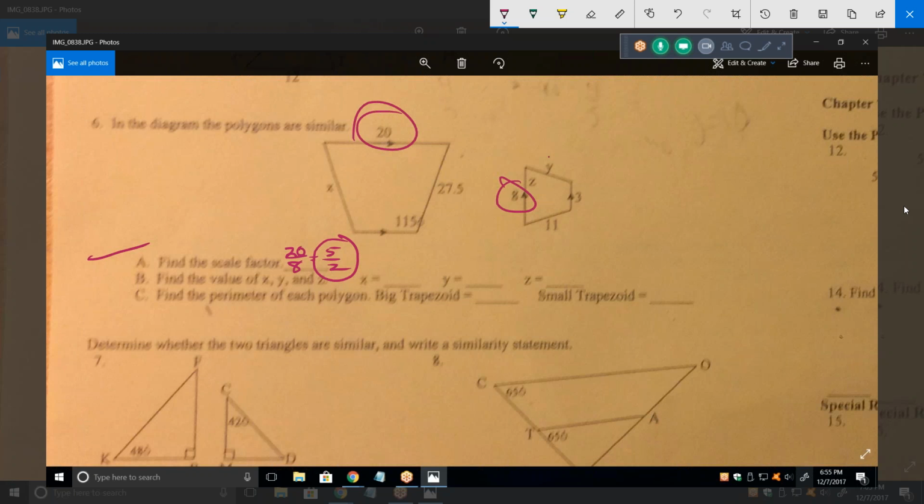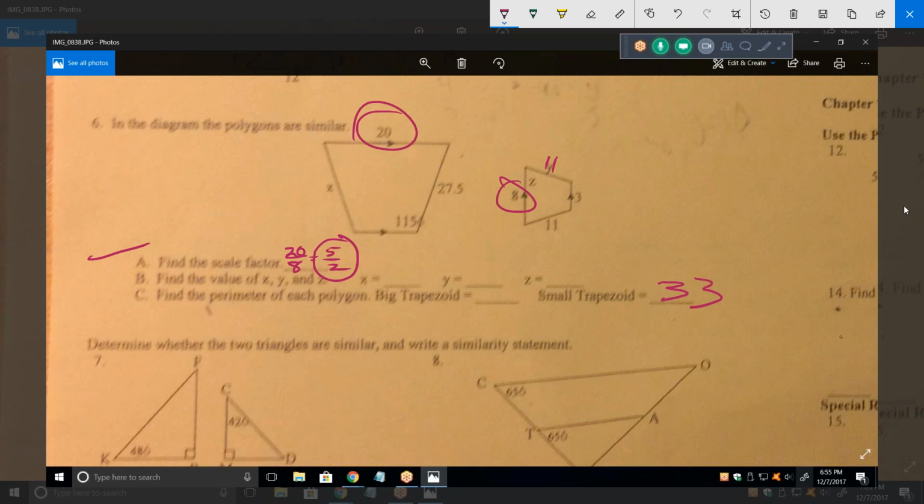So that's 11. What's the perimeter of the little trapezoid? So 11 plus 11 is 22, plus 11 is 33. It's 8 plus 3 is 11, and then I got 2 more 11s. So I got 3 11s, 33.